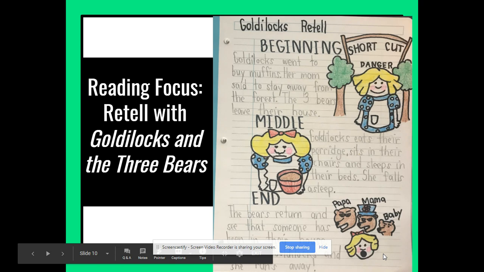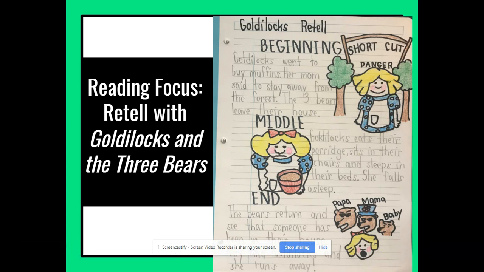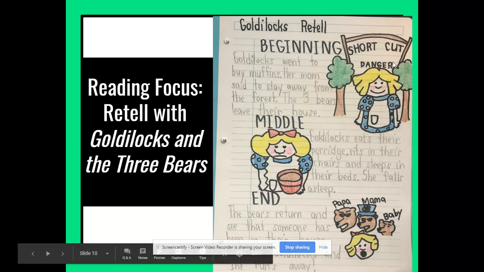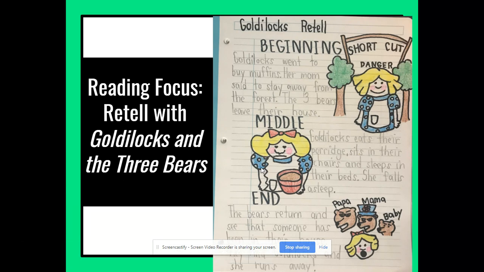So I want to make sure I have my characters. Yes, I did include Goldilocks and I did include the three bears. Then I want to make sure I included my setting. Here I can see it looks like daytime. She's in the forest and then she's in the bear's house. So I got my setting. I definitely got the beginning, middle, and end.